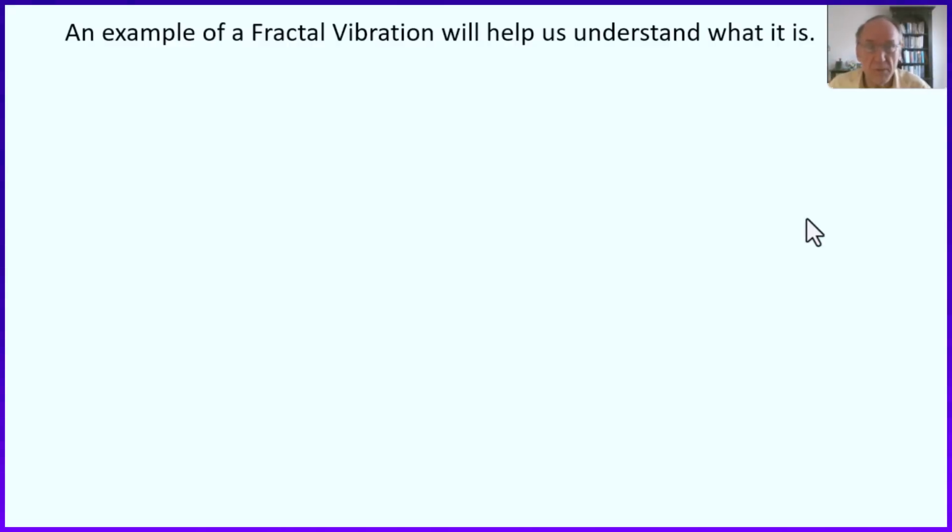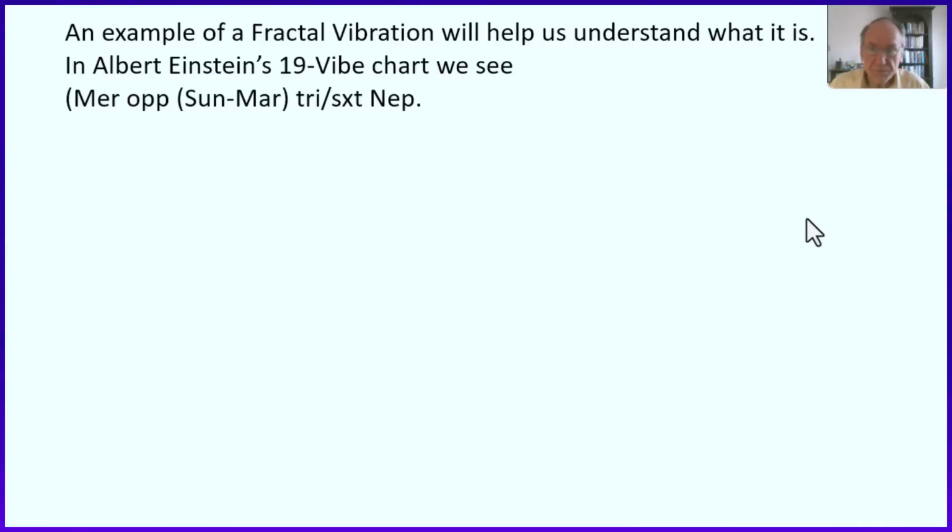This is my first time to present this publicly. To explain what a fractal vibration is, I'm going to show you an example. I think just seeing an example is the fastest and clearest way to understand it. And a fractal vibration is built on some vibration. Some vibrations become fractal. In Albert Einstein's chart, 19 vibe is fractal. It has this additional quality of being fractal.